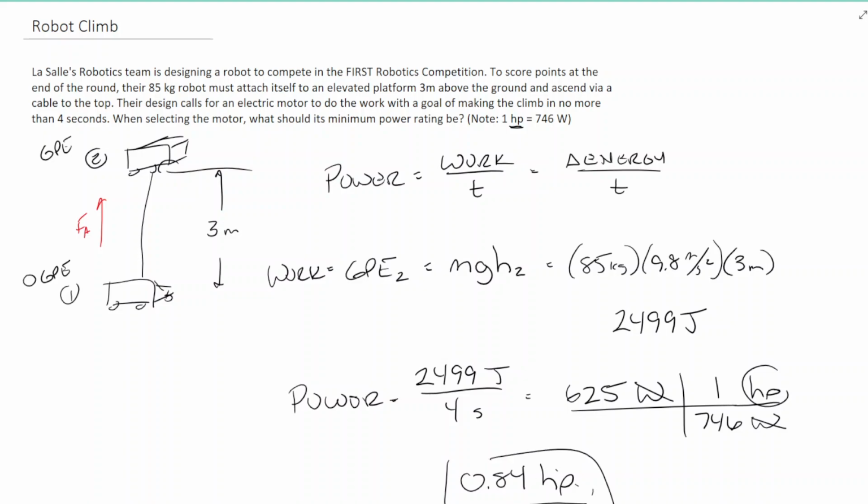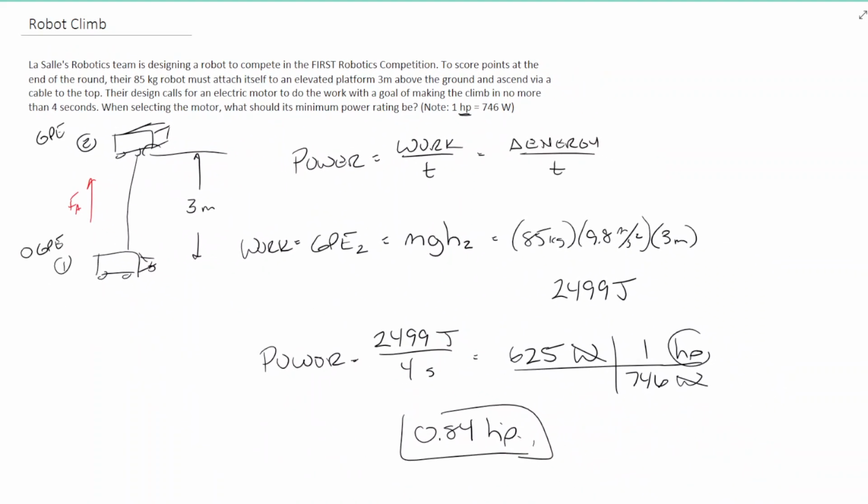So if you're going to Lowe's or Home Depot and you're looking for a little electric motor that's going to connect to a winch, you might see that they have one that's a 0.25 or a 0.5 or a 0.75. Well, in this case, if I want this motor to be strong enough to lift this heavy robot, I might get myself a 1 horsepower motor, or maybe even a 1.5 horsepower motor, and know that I'll have plenty of power to spare for this robot.